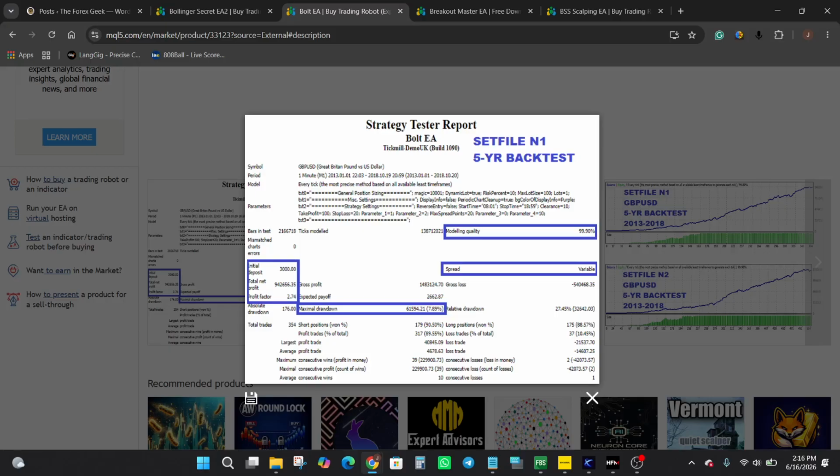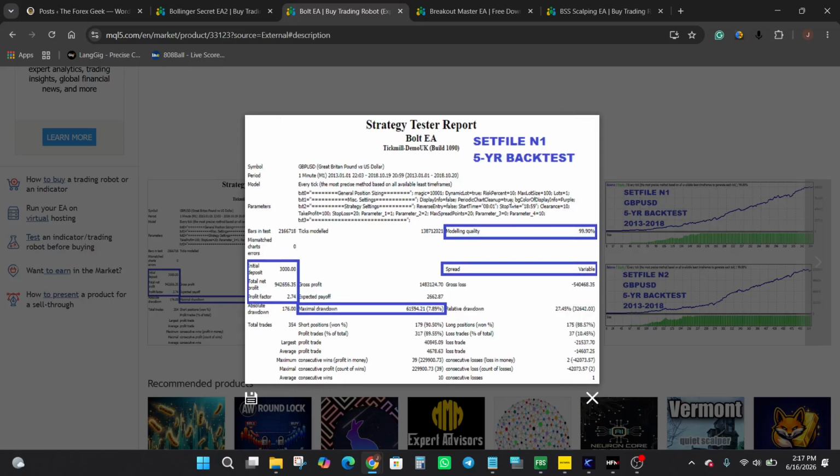So what I can see here is an initial deposit of $3,000 and total net profit was $942,656.35. As we can see already, variable spread, 99.9% modeling quality, max drawdown was 7.89%. This is a 5-year backtest.